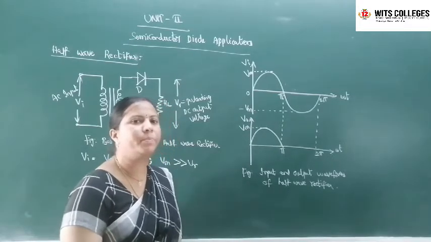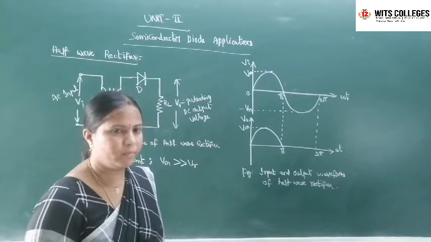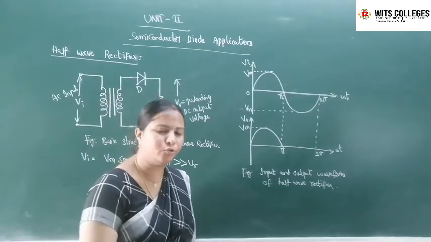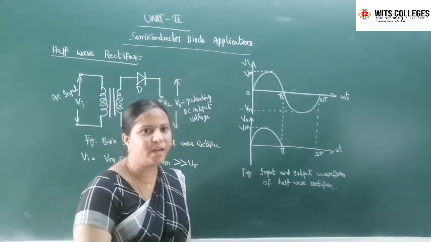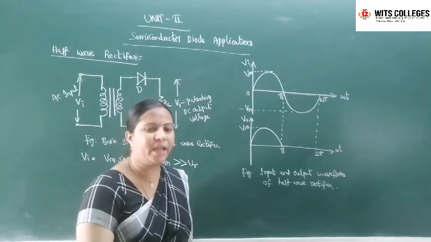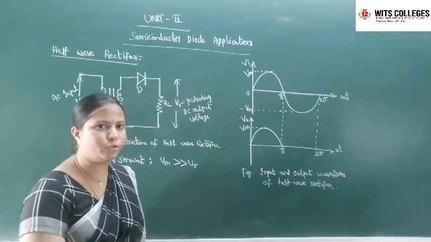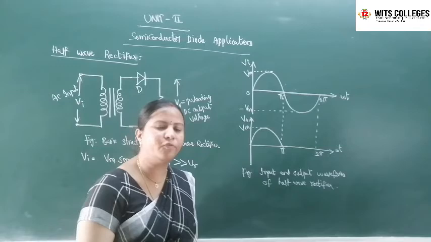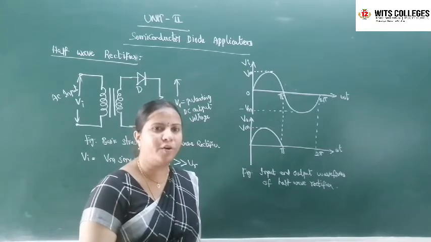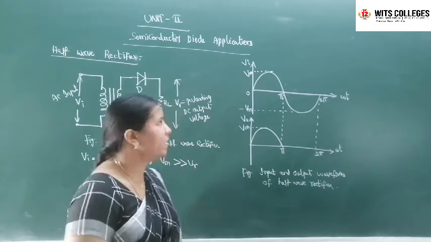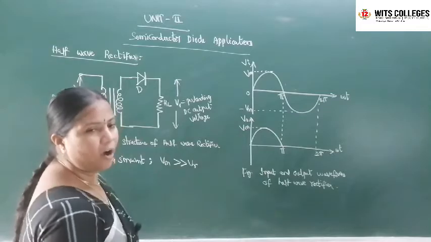So depending upon the period of conduction, rectifiers are classified into two types: half wave rectifiers and full wave rectifiers. Again, full wave rectifiers are classified into two types: center tapped full wave rectifiers and full wave bridge rectifiers. Now we will see about the half wave rectifier.